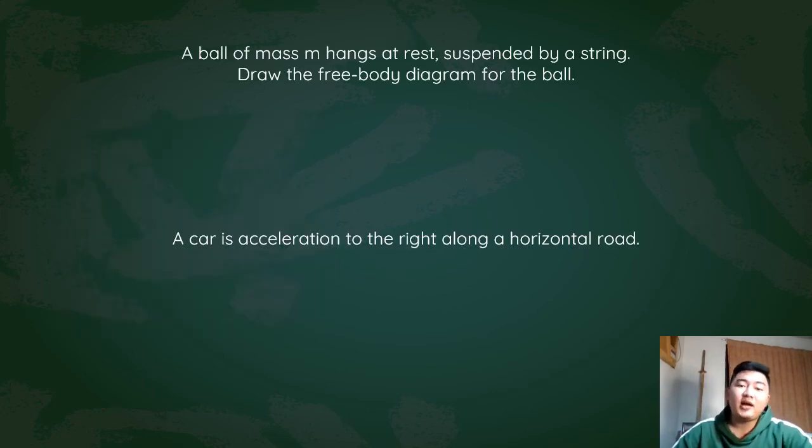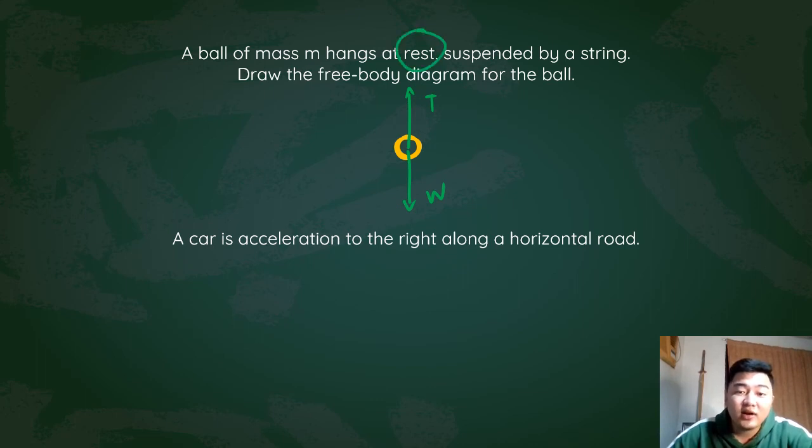Let's have another example. A ball of mass hangs at rest, suspended by a string. So draw the free body diagram for the ball. So if we have here the ball and it's suspended by a string, then it must have tension force upward. And also your ball has weight. And remember, your tension and weight should be equal. Why? Because your ball hangs at rest. So therefore, the acceleration is zero, or your body is in equilibrium. So that's why your tension and weight should be equal.